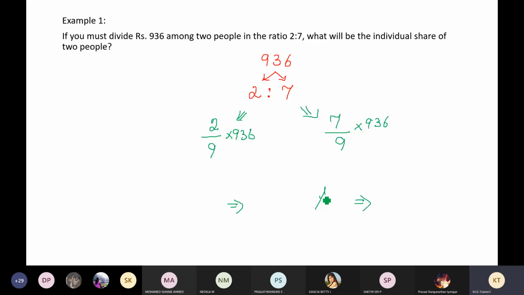Very good, superb. Harivardhani, Radha, Harita, and Tanuj, superb, guys. So it would be 208 and 728. Excellent. Fine then.